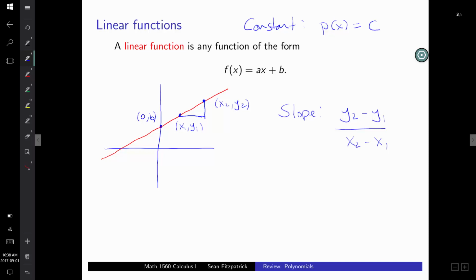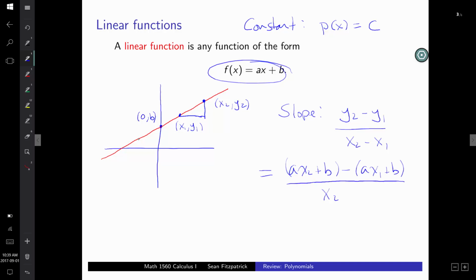And if you want to see that it's going to be the same, we can plug it in. y2 is going to be, because these are related by this function here, we know that y2 must be a x2 plus b, and then minus (a x1 plus b). This is going to be a good little algebra exercise for you guys. Okay, push that minus sign through the brackets.